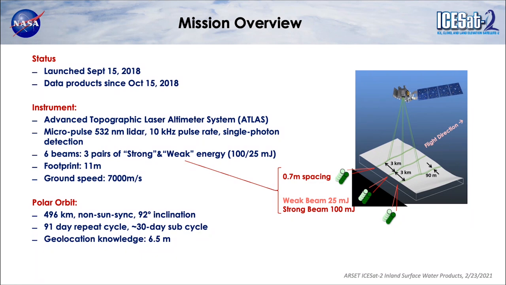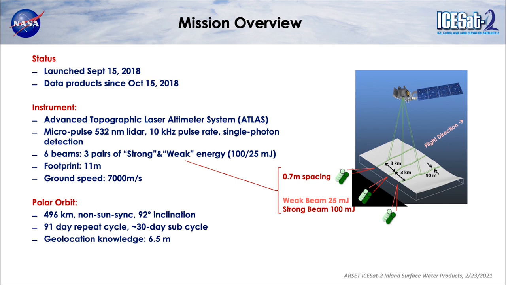Now, here's a quick mission overview for those who are unfamiliar with ICESat-2. ICESat-2 was launched in mid-September 2018 and started producing data products a month later. The instrument aboard ICESat-2 is the Advanced Topographic Laser Altimeter System, or ATLAS, which is a micropulse 532 nanometer LiDAR with a 10 kilohertz pulse rate and a single photon detection capability.